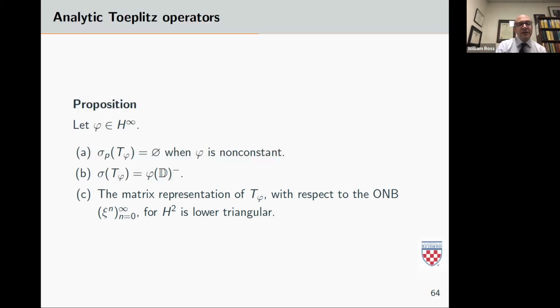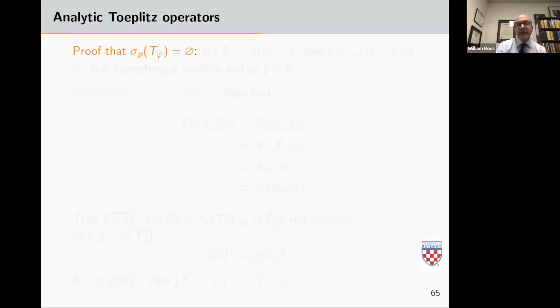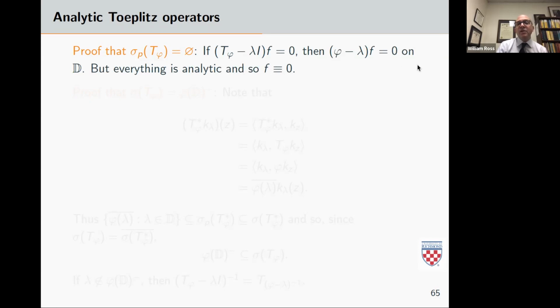All right, so let's talk about the proofs of A and B. So the proof that the point spectrum is empty. If you try to solve an eigenvector equation, T phi is just going to be a multiplication operator. So I'm looking at (phi minus lambda) f is equal to 0, but on the disk, everything is analytic, and that's going to say that f is the 0 function. So it has no eigenvectors.